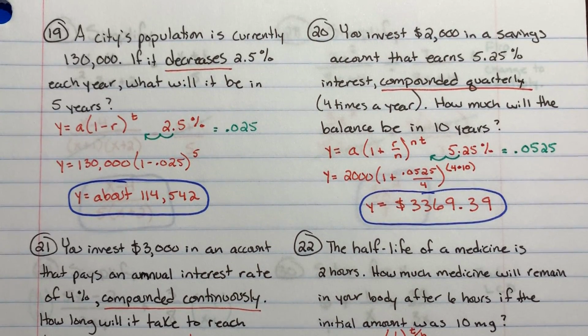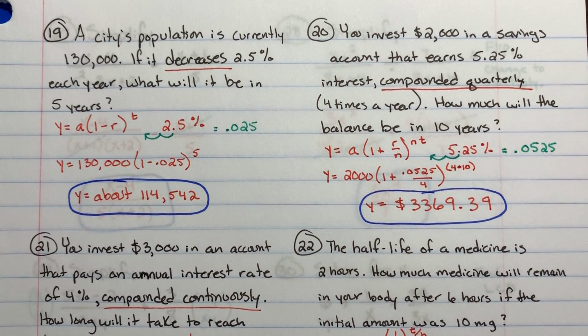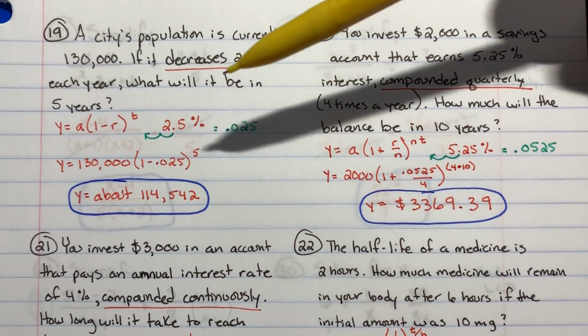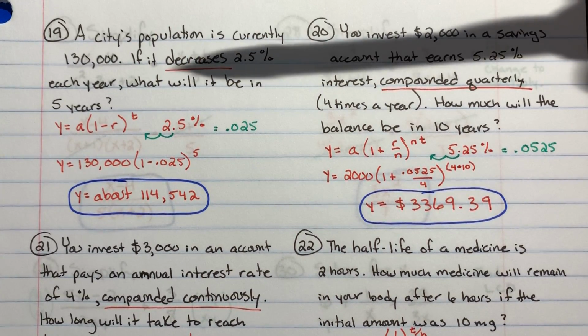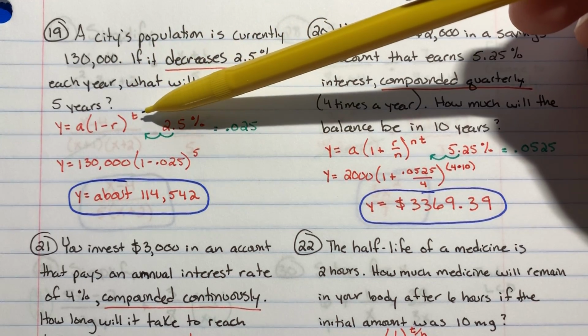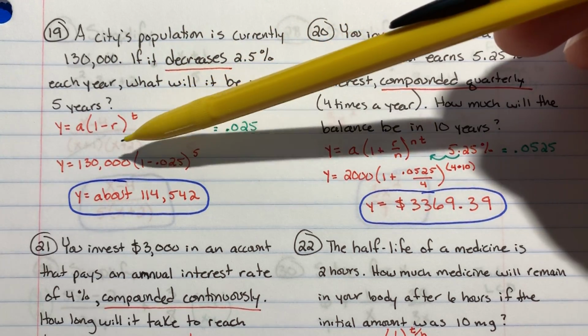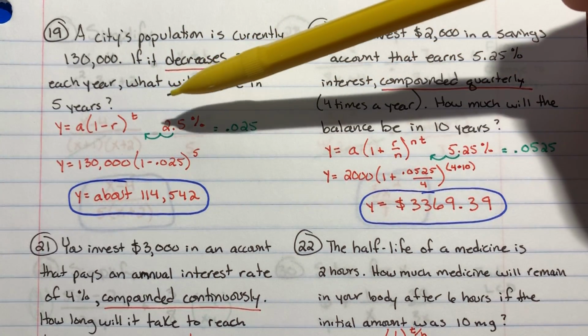All right, cumulative review 3, problem 19. As we read the problem, I don't see anything about compounded or half-life. I just see decreases, so that tells me it's a decay problem. Here's our equation for decay. Got our original amount, all right?